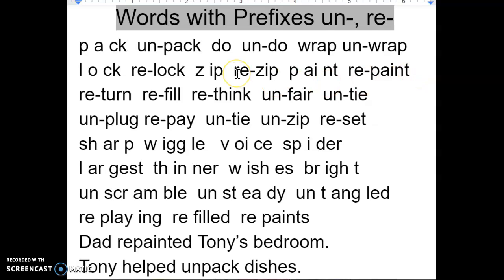Besides the prefixes un and re, we are also going to review other words that we have encountered previously. We are going to try to chunk and blend those words too as part of our review today. So let's start at the very beginning. We have pack. Put the un in front.